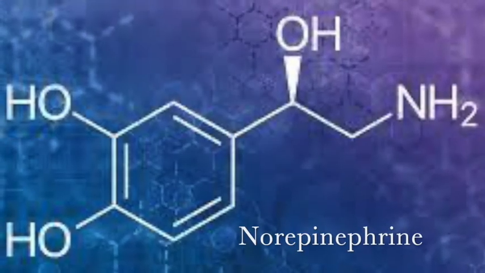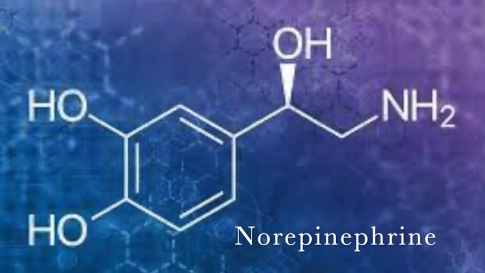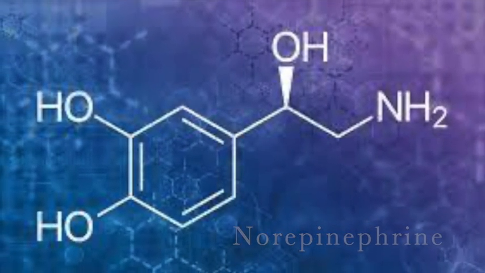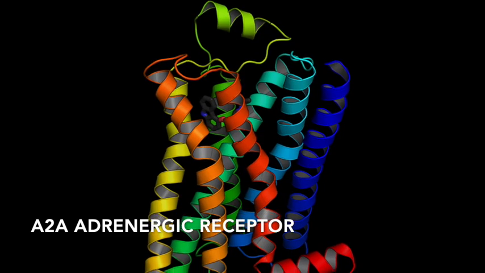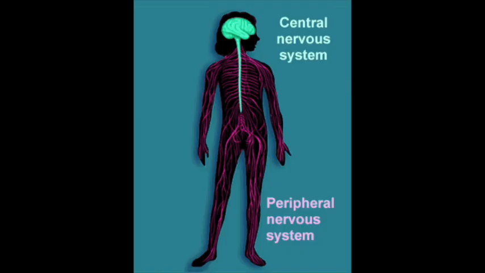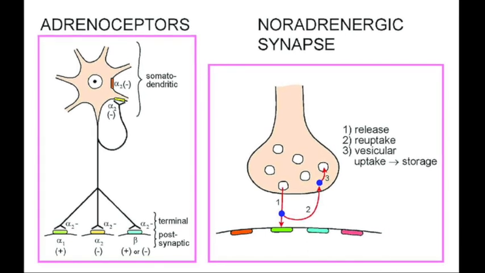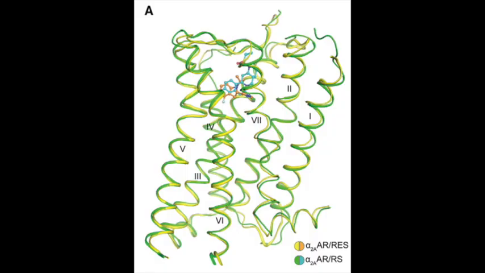Today we will be focusing on norepinephrine, a catecholamine neurotransmitter, and its binding ability with the alpha-2A adrenergic receptor. Alpha-2A adrenergic receptors are found in both the central and peripheral nervous system, located in both pre- and postsynaptic neurons. In the CNS, this receptor can regulate neurotransmitter release as an autoreceptor when located on adrenergic nerve terminals.